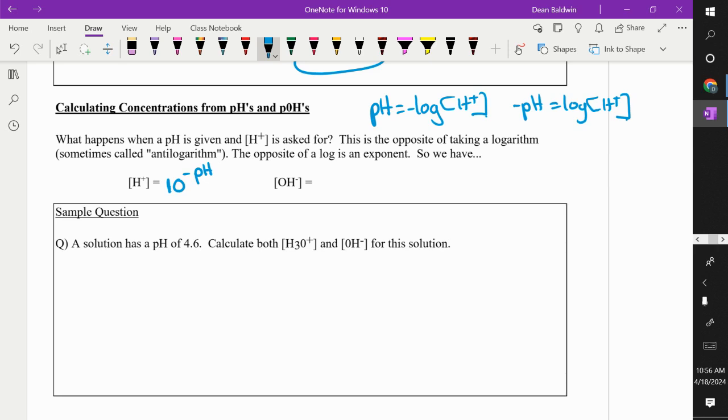What's the concentration of OH minus? There you go. See? Logs are useful, people.